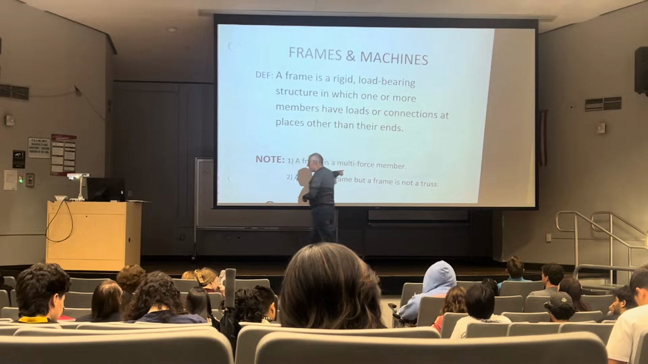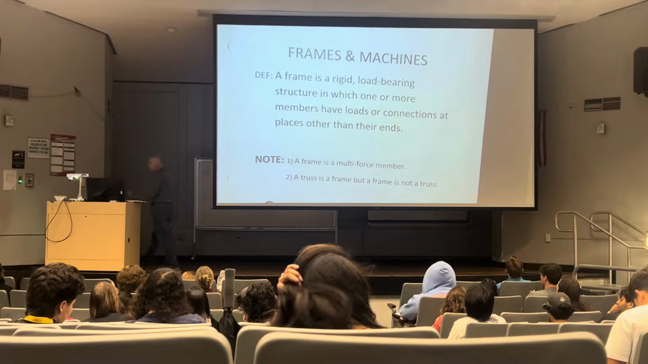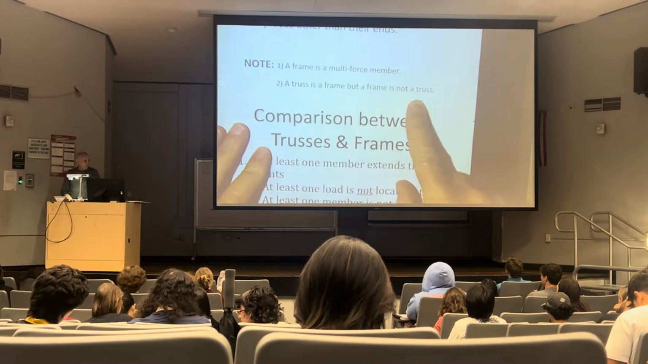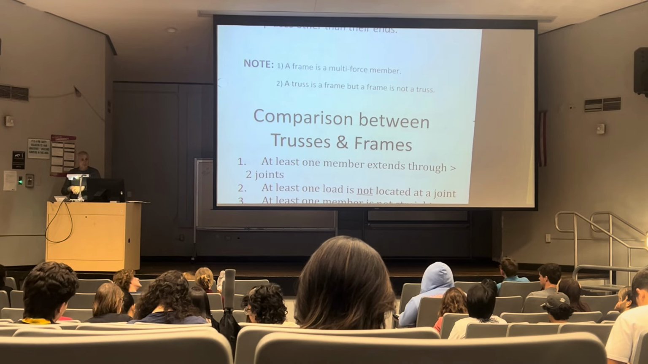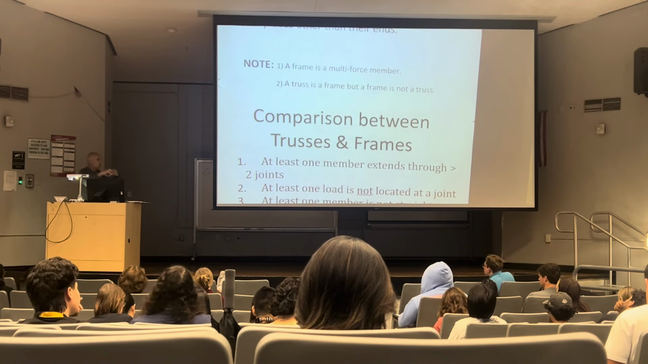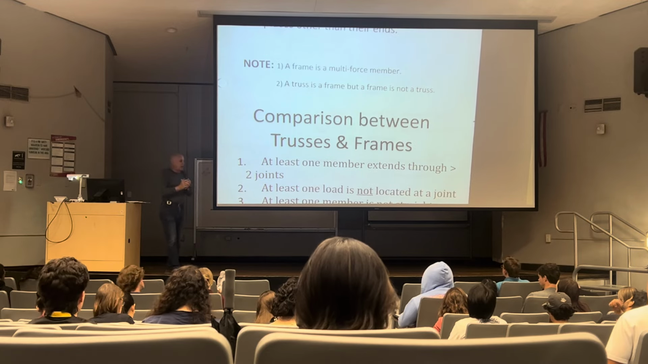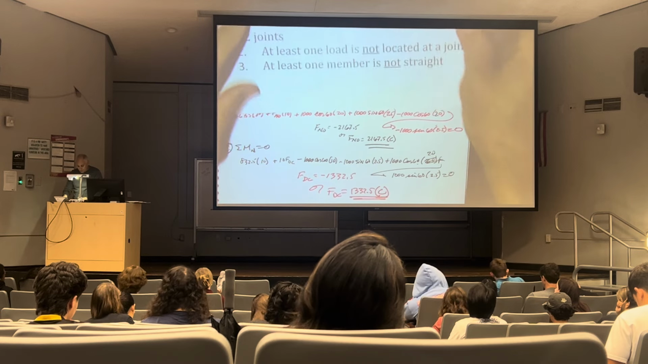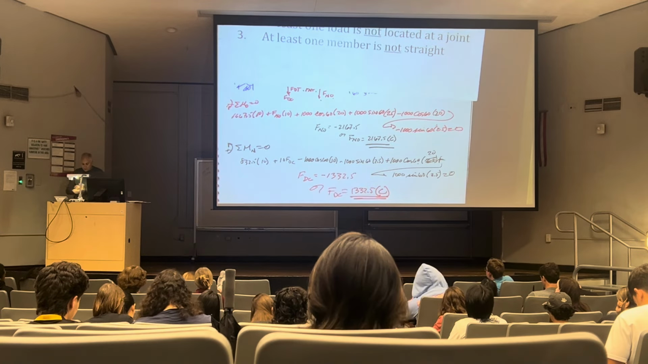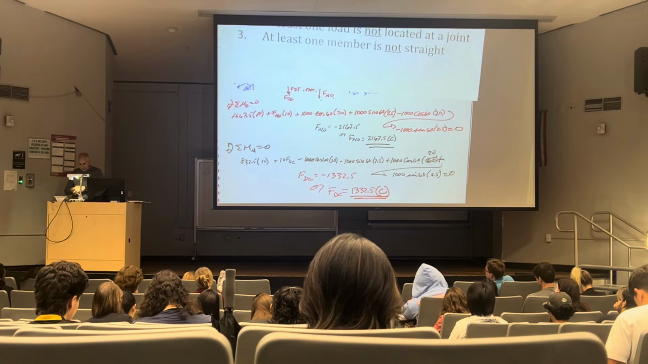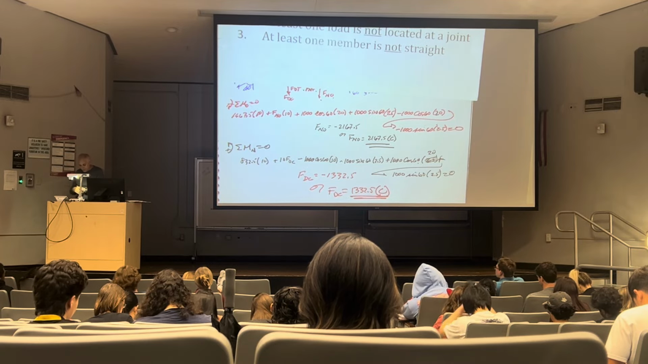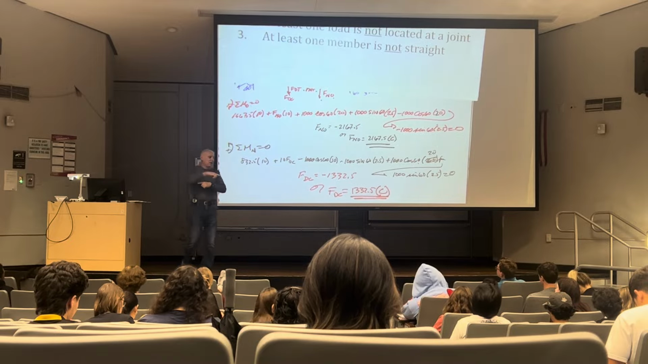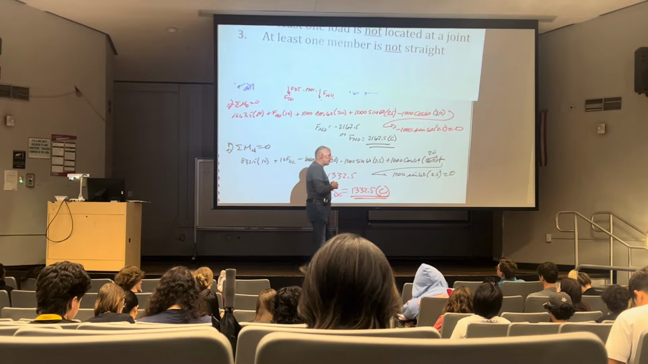So a frame is a multi-force member, whereas a truss is a two-force member. And I think I've made this statement before, but there it is again. A truss is a frame, but a frame is not a truss. In other words, trusses are a very specialized frame. If you compare and contrast the two, notice at least one member extends through more than two joints. At least one load is not located at a joint. At least one member is not straight. Everything that you know for trusses, think the opposite, and you'll be fine in frames.